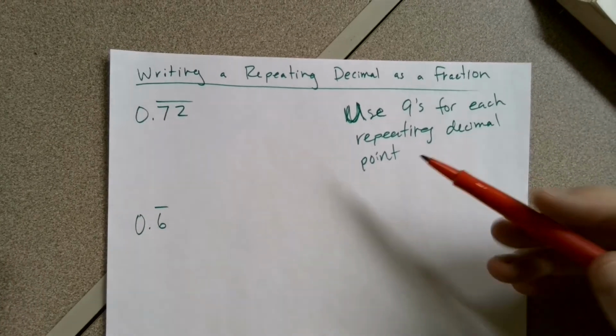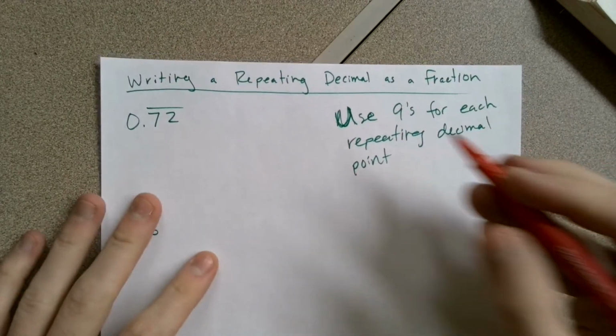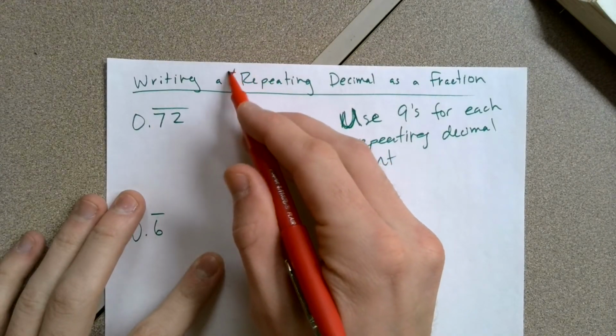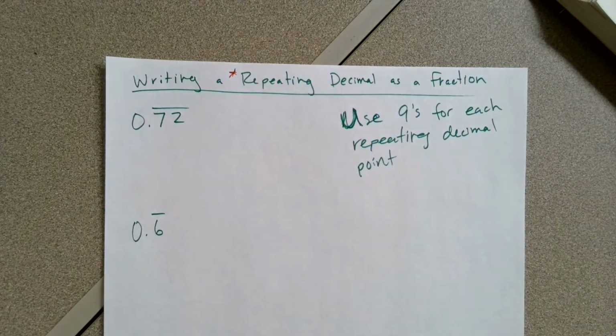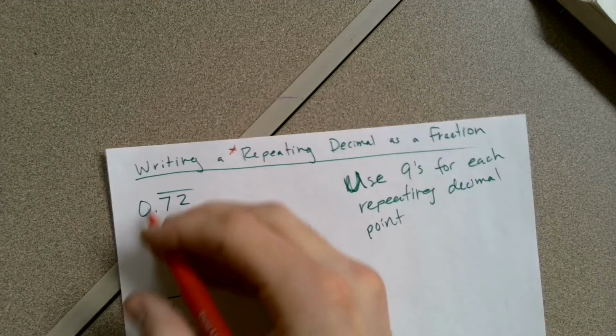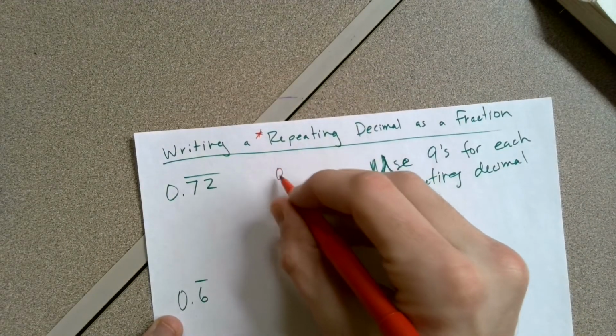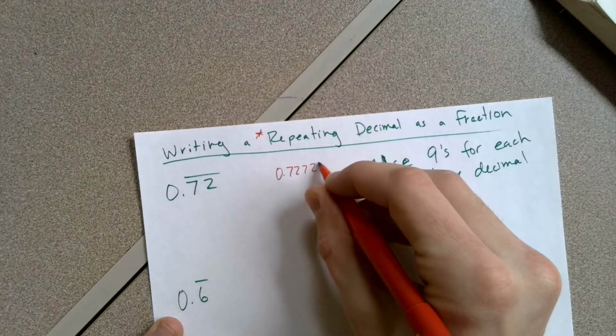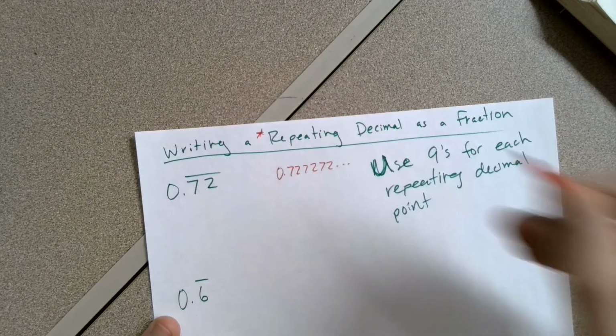So now we're talking about writing a repeating decimal as a fraction. The key part is a repeating decimal right here. I think this is one of the coolest things in math, being able to convert this repeating decimal into a fraction. So as you know, this right here means this is repeating. So this would look something like this. Forever and ever and ever.